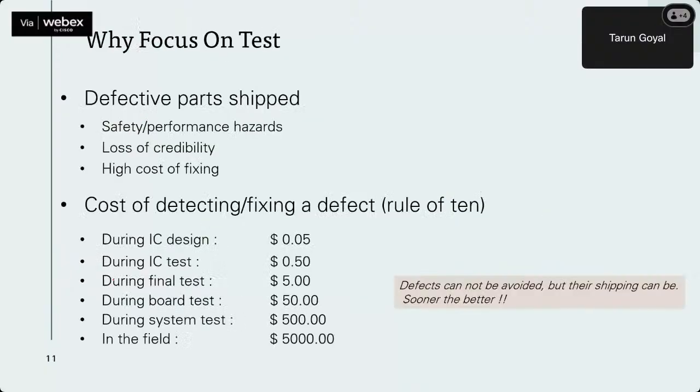Now, why do we focus on test? Defective parts should not ship to the customer. That's the primary goal. Every company has that in mind.